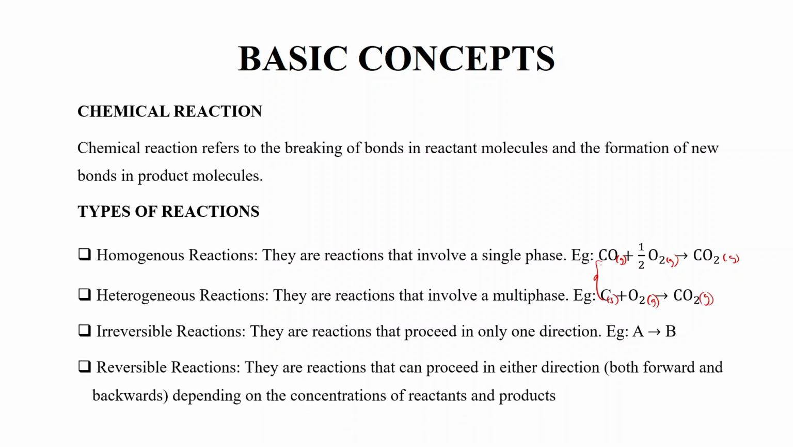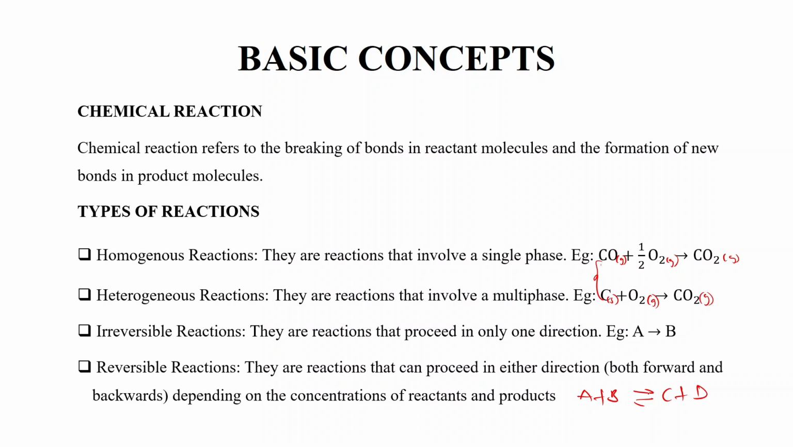And then we'll talk about the reversible reactions. These are reactions that can proceed in either direction, so both forward and backward, depending on the concentrations of reactant and product. So when there are more products being formed, then it means that the reaction has to reverse and shift. So an example is a reaction like A plus B going reversibly to C plus D.